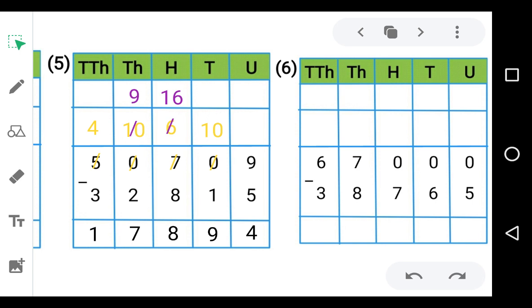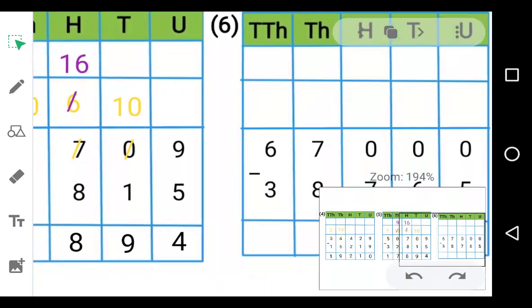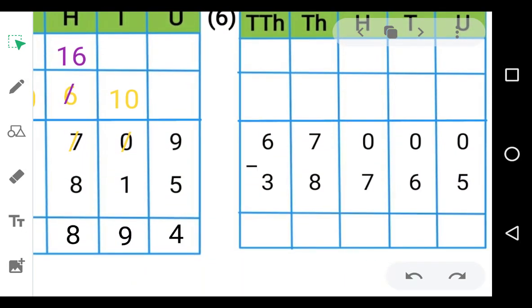So see at the thousand place, 7 will be 6 and at the hundred place 0 will be 10 and this 10 will be 9. Then at the tens place 0 will be 10, then this 10 will be 9 and at the unit place 0 will be 10. Now 10 minus 5, 5, 9 minus 6, 3, 9 minus 7, 2.